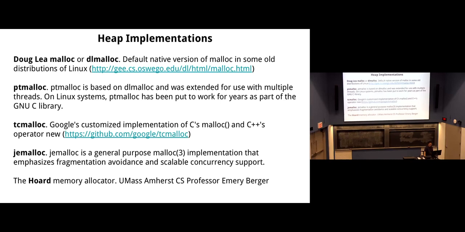Google has their own implementation. I don't know where this is used, probably in Android. Also, we have jemalloc. So anyway, there are many of these. Some of them focus on performance, trying to be as fast as possible. Some of them focus on security. Linux usually goes for the best performance one.